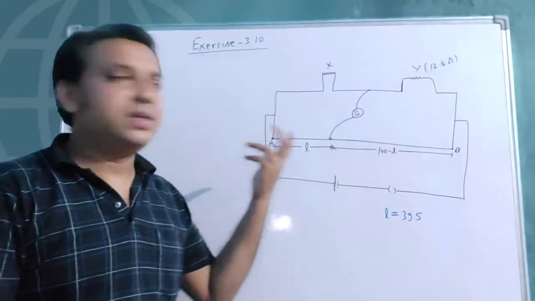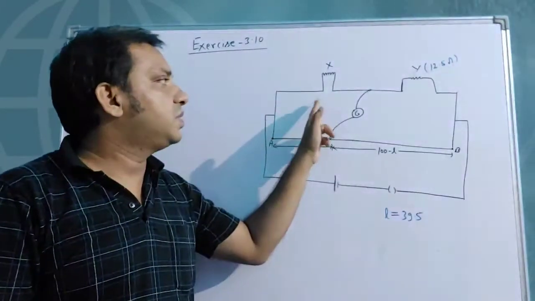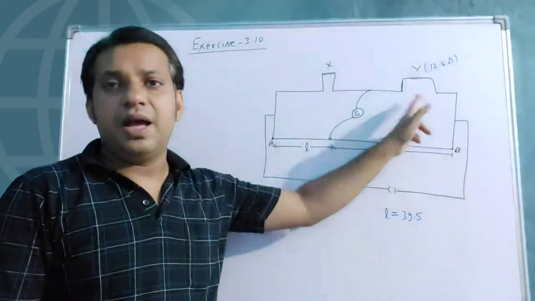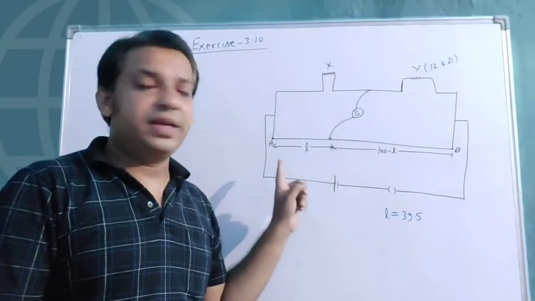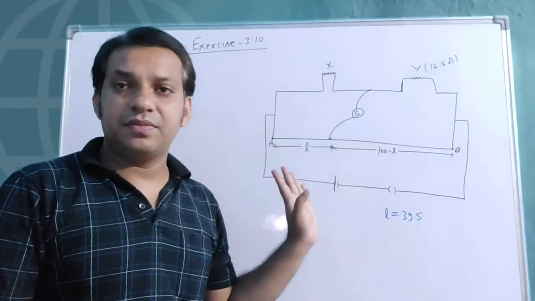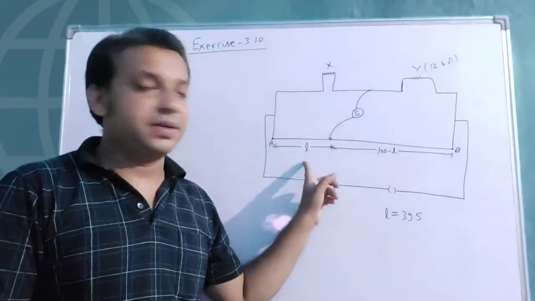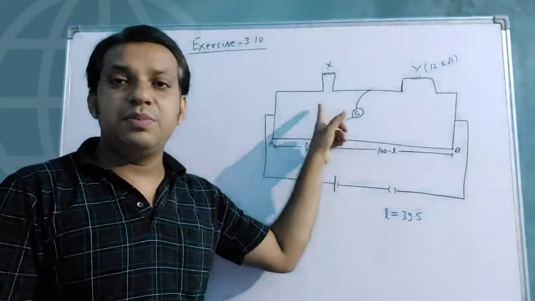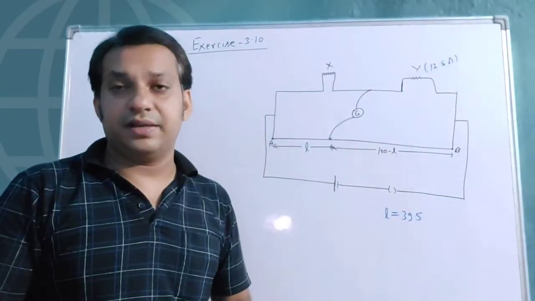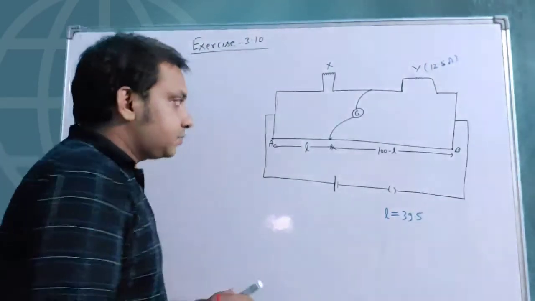Because it is in the order, that is why we are taking it in sequence. This one is X and this one is Y. The balancing length given in the question is L, 39.5 centimeter. Your aim is to find the value of this X. So let us discuss what the value of X is.